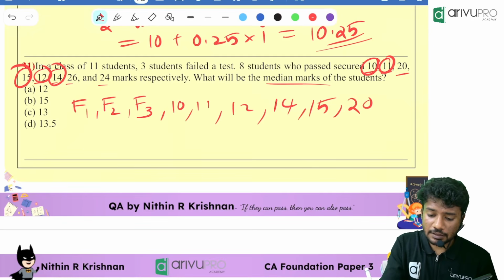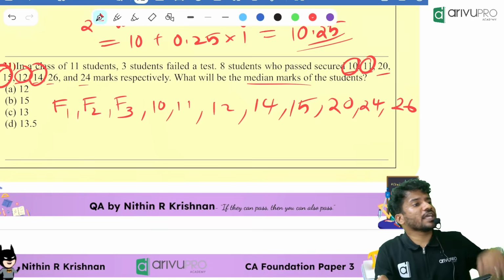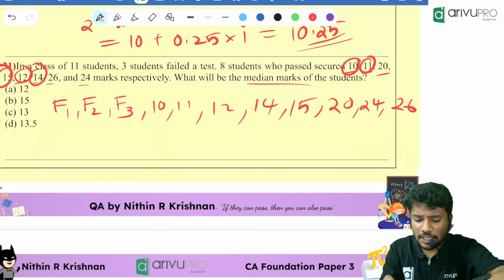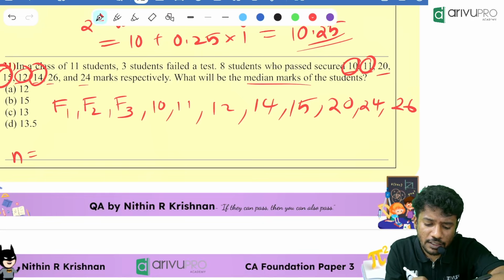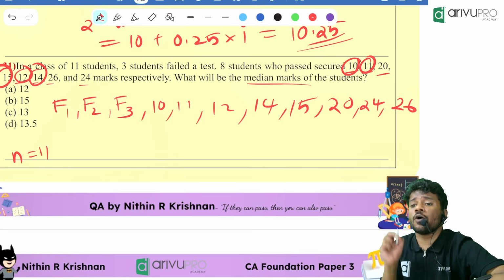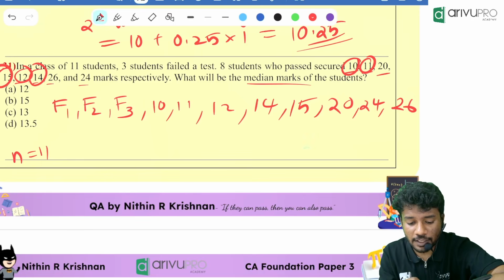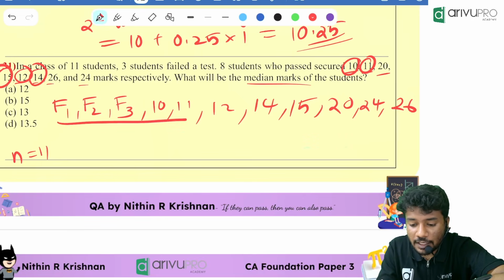20. Then 24. Then 26. Likewise, we have all the values. Correct? Now, people, n is equal to what? 11 over here. That means it is an odd number. Who is in the middle? You tell me. Odd number, who is in the middle?